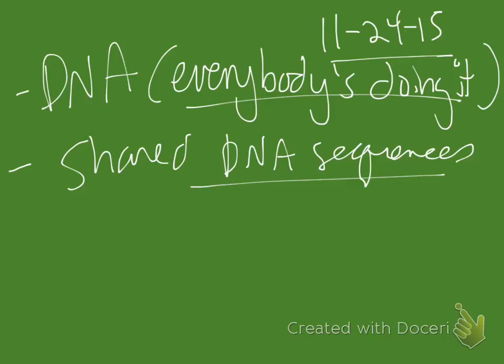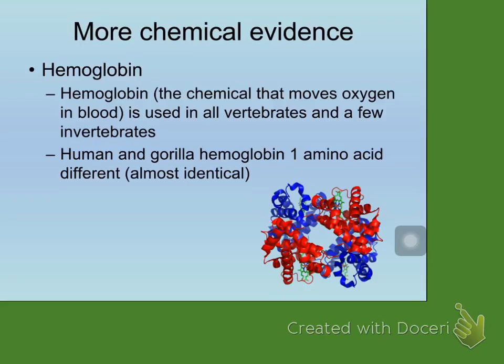Okay. There's another kind of chemical evidence for evolution. If you've ever had a blood test, they look at hemoglobin. So what is hemoglobin? Has anybody heard of it prior to this? Okay. So I know you can all read, and it says the chemical that moves oxygen in the blood. If your hemoglobin is low, you tend to get really tired.